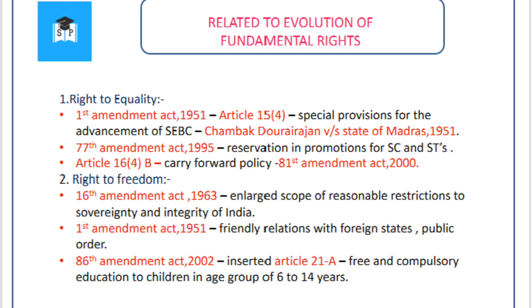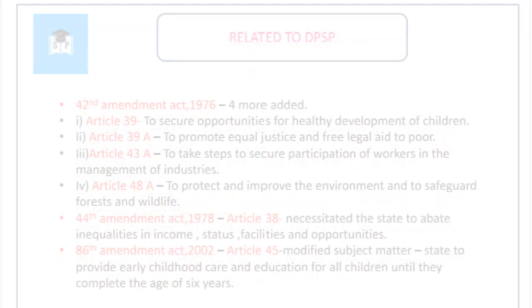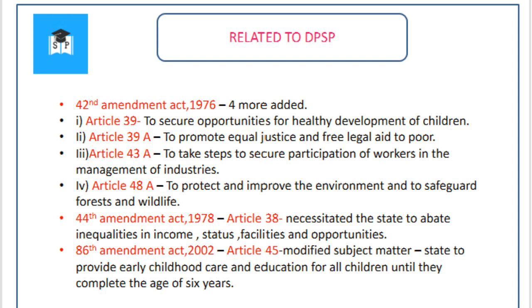The 86th Amendment Act of 2002 inserted Article 21A. Article 21A deals with the free and compulsory education to children in the age group of 6 to 14 years. Amendments related to the directive principles of state policy. The 42nd Amendment Act of 1976 added 4 more directive principles.